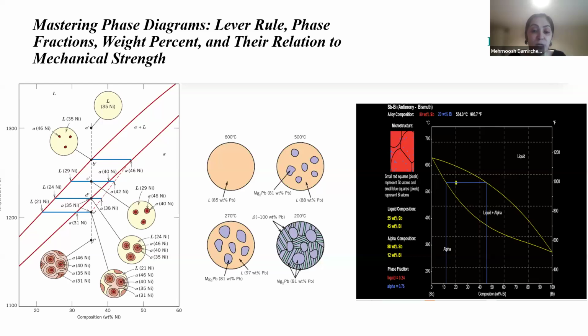This is the first part of this series, so make sure to watch all parts to get a complete understanding of phase diagrams and mastering phase diagrams and their engineering applications.